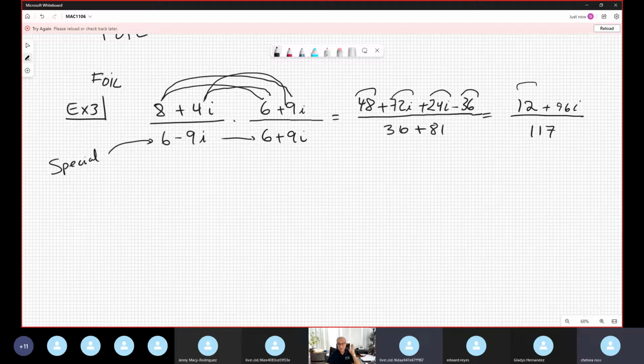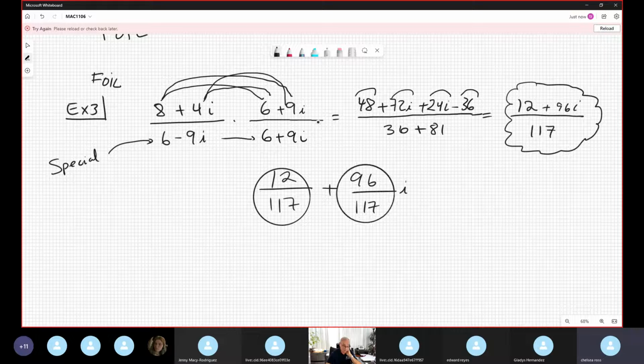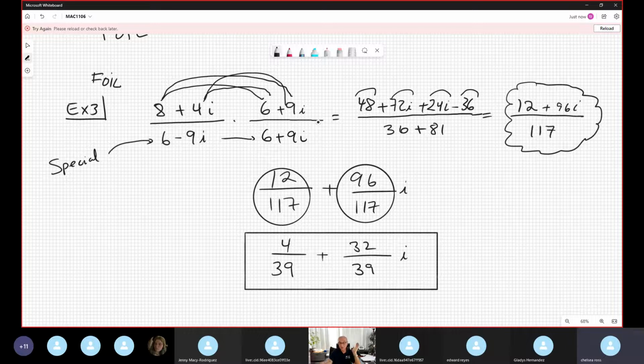And you can leave it like that, but much better, more elegant, is to separate. 12 divided by 117 plus 96 over 117i. And fortunate or unfortunate, I don't know, we can reduce to lowest terms this, and we can reduce to lowest terms this. Okay, the answer is 4 over 39. You can divide by 3, no? Top and bottom. And here, likewise, divided by 3 is 32 over 39. And this is more elegant. So this manipulation is obvious that we should do.